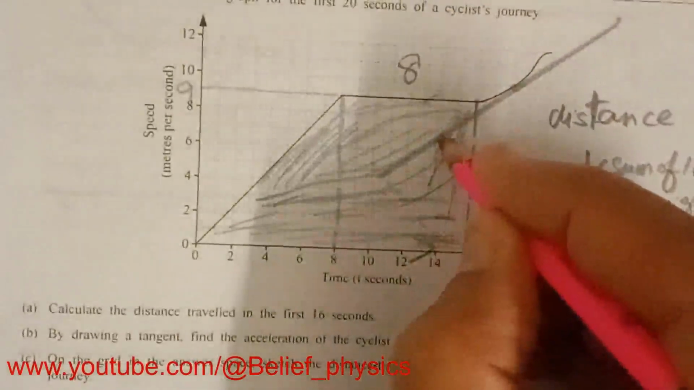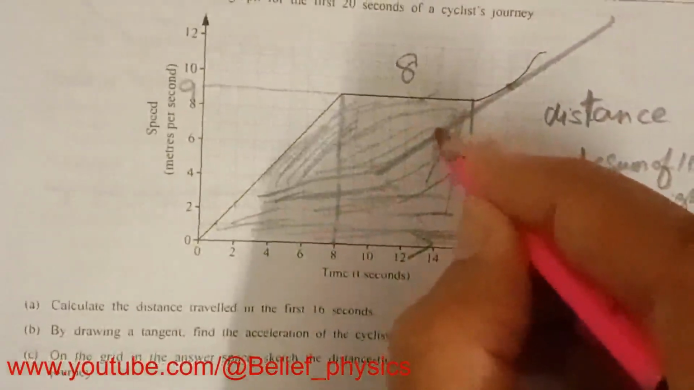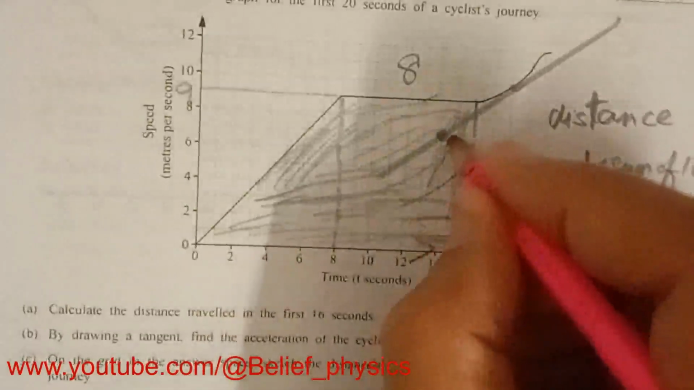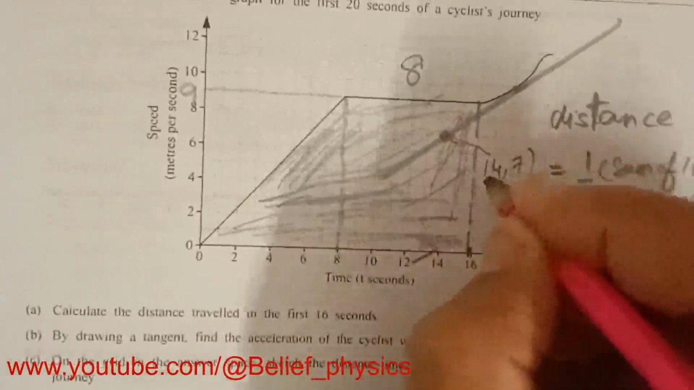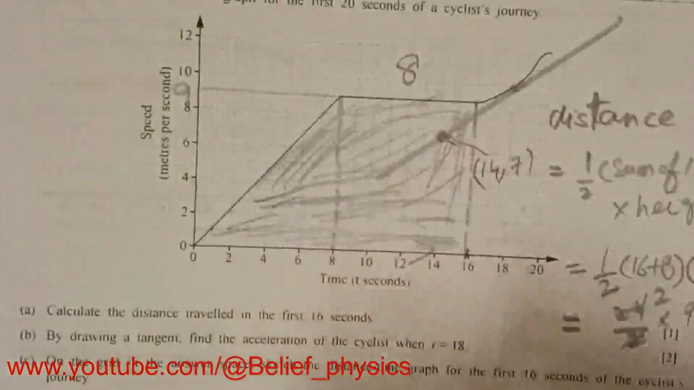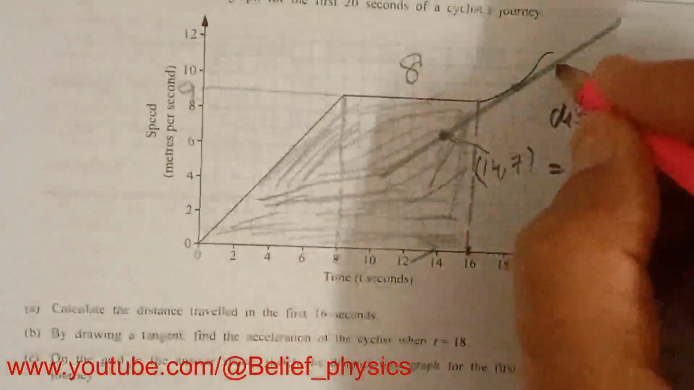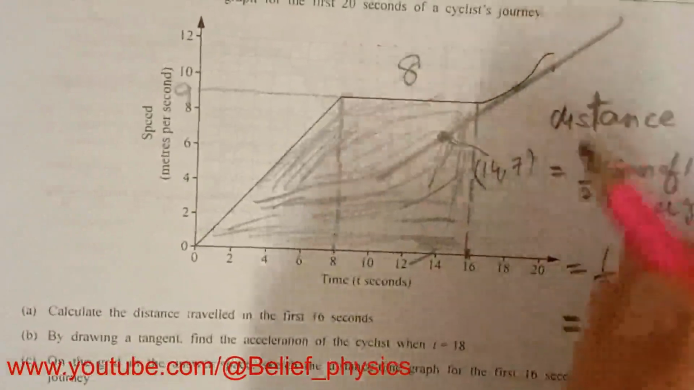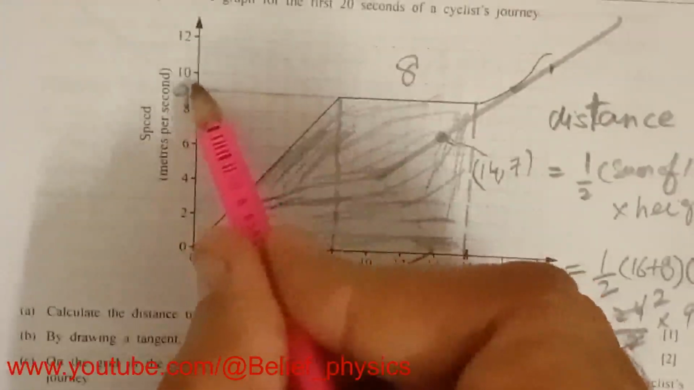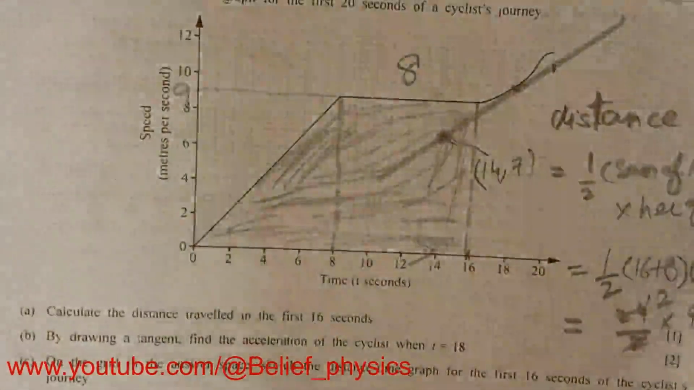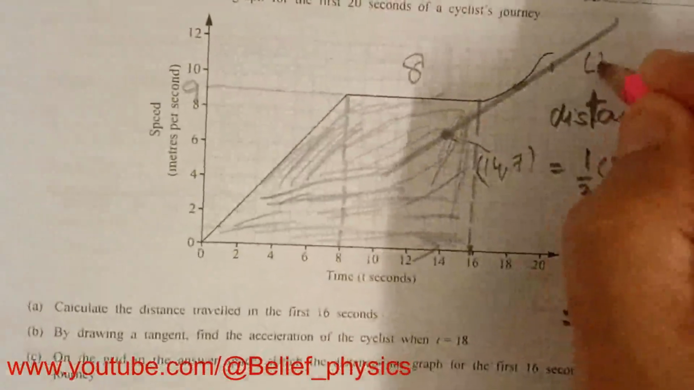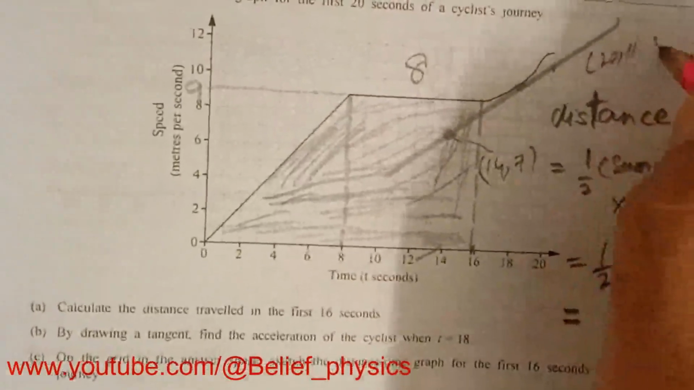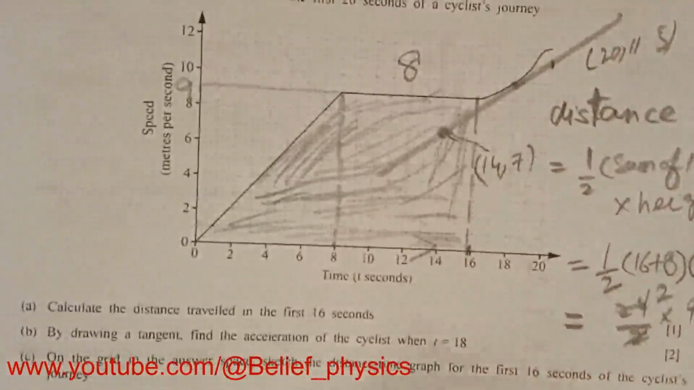This is 14 and 7. This point is 14, 7. And I take some other point. This point is in between 11 and 20, and from here it is 20, 11.5. So gradient or acceleration.